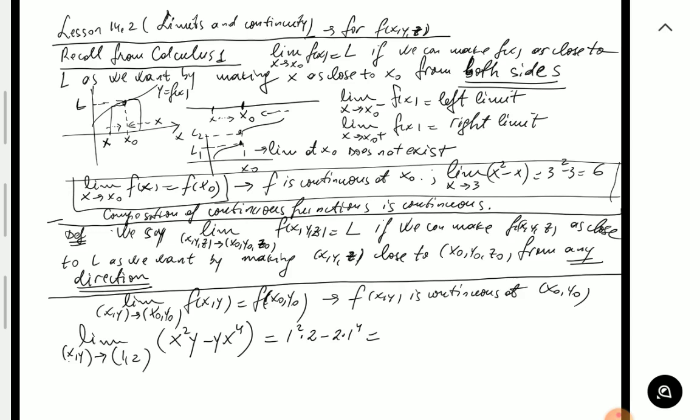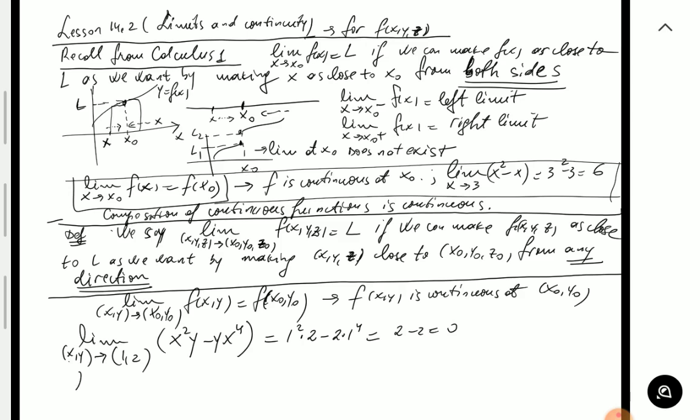By themselves, x squared, y, x fourth are actually functions of a single variable. So we know they're continuous from calculus 1, and viewed as functions in calculus 3, I mean, in 3D, the composition of them is also continuous. So therefore, in this case, it is 0. Therefore, the limit is going to be 0 by simply evaluating the function at (1, 2).